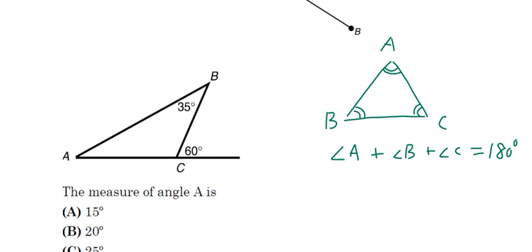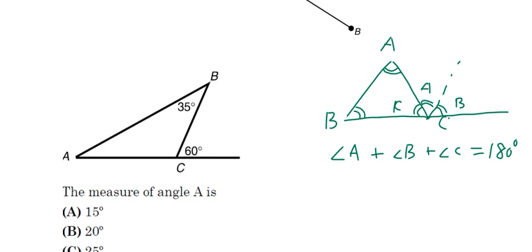So why this 180? We can prove it this way. Let's say we extend this line and draw a parallel line. Then this becomes angle B, and with the parallel line, this becomes angle A. This angle A, this angle B, this angle C, so angle A plus angle B plus angle C equals 180 degrees.